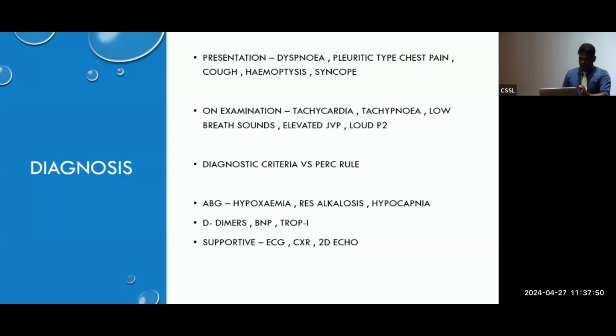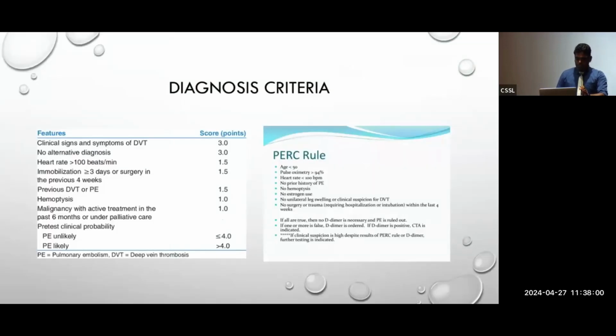And there will be indirect evidence of PE in ECG, evidence of right heart strain and failure, and 2D echo. Okay. So this is a diagnostic criteria. There are quite a few diagnostic criteria available, but the most established one is the Wells score. This is different from the Wells score for DVT. This is the Wells score for pulmonary embolism. And adding up the points, you can say pulmonary embolism likely or unlikely.